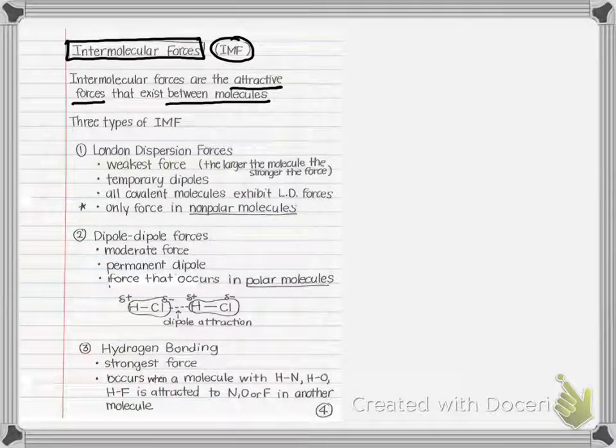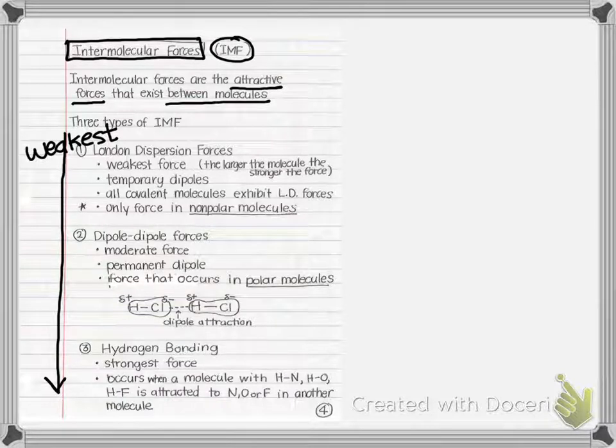Now, these three are in order in this list, starting with the weakest first. So you see London dispersion is the weakest. And as we go down the list, dipole-dipole is moderate, and hydrogen bonding is the strongest. And the strength of the intermolecular forces helps us understand some of their properties.